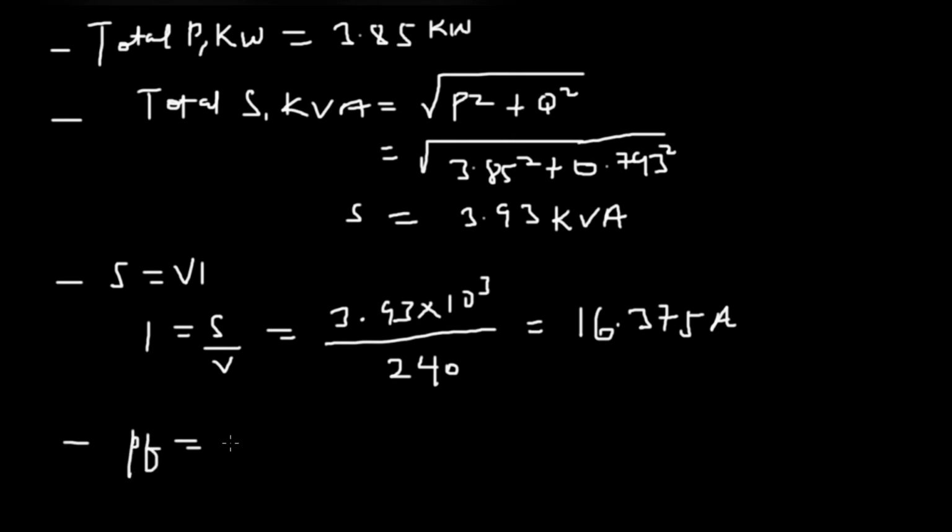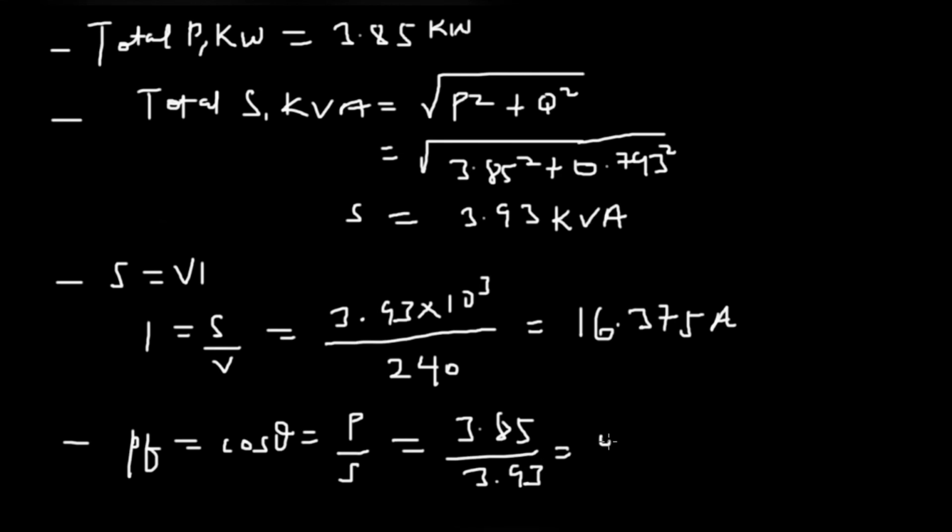Right, so let's proceed to find our power factor. Our power factor is equal to cos theta, which is the same as P over S. We've already calculated P to be 3.85, so that will be divided by our S, which we know to be 3.93. When you compute that, you will get 0.980 lagging.